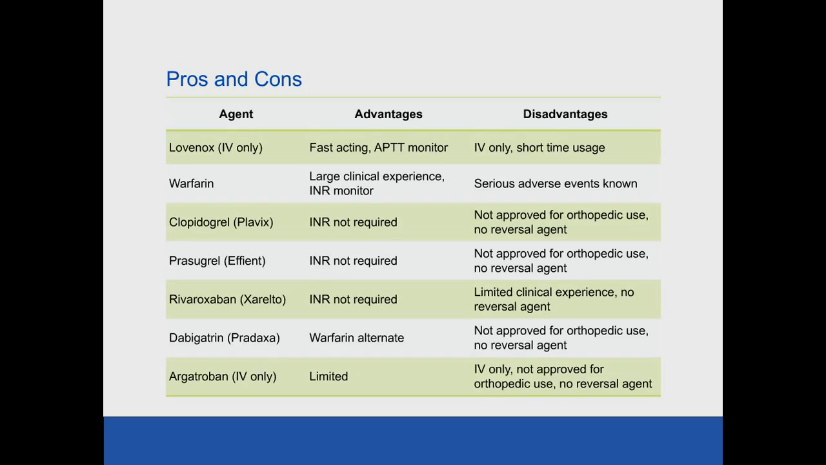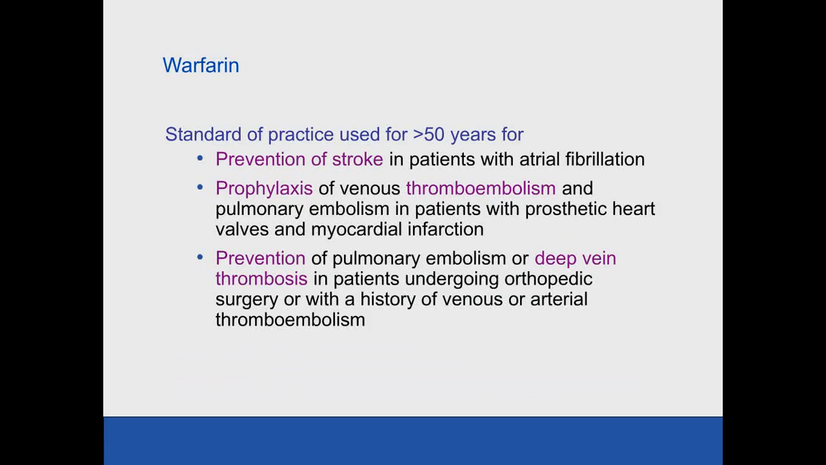Dabigatrin advantages, it's a warfarin alternative. The disadvantages, it's not approved for orthopedic use and there is no reversal agent. Rivaroxaban is IV only. It has really limited advantages, disadvantages, it's IV only, it's not approved for orthopedic use and there is no reversal agent. So of all of these agents, Rivarox is used extensively, warfarin is used extensively, Rivaroxaban use is starting to become quite large across the United States. So we'll focus on those issues as we go through this presentation.